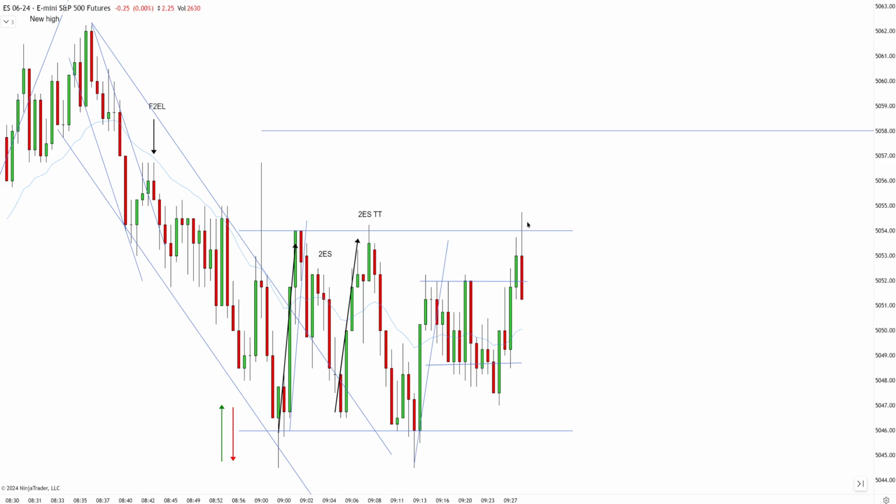Uptrend played out with the break, move to a new extreme, and now we have another second entry short. We have a new low for the entry short, pullback, second entry short.